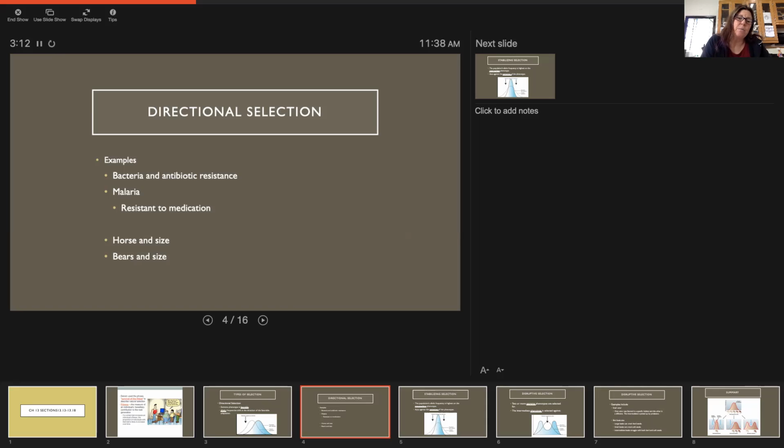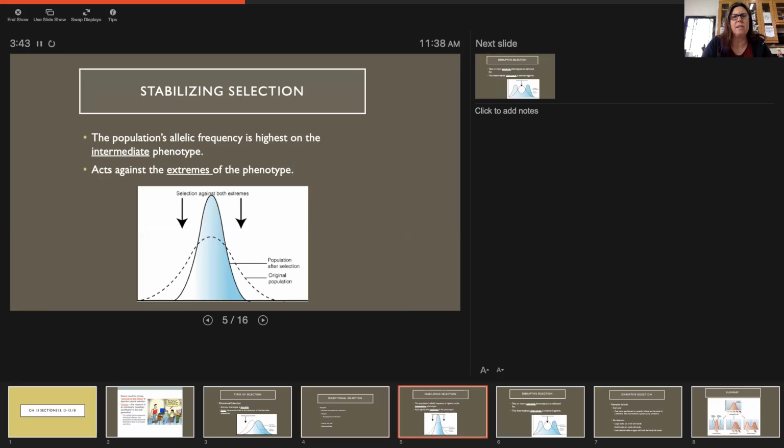Horse and bear size. We've noticed that over time, horses and bears have gotten bigger, whether that's due to a better environment for supporting that growth, or if you're a bigger horse, you can protect yourself better and outrun predators. If you're a bigger bear, you can hopefully, again, protect your family and hunt and get food more successfully than maybe a smaller bear.